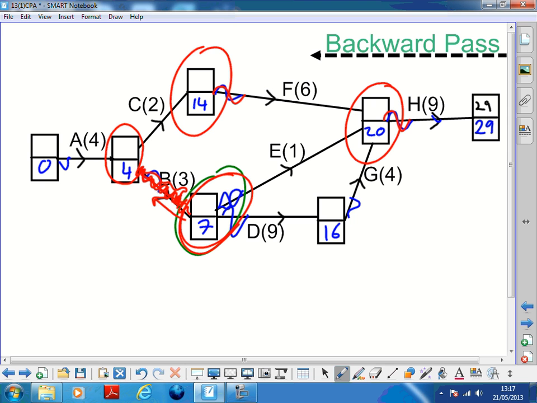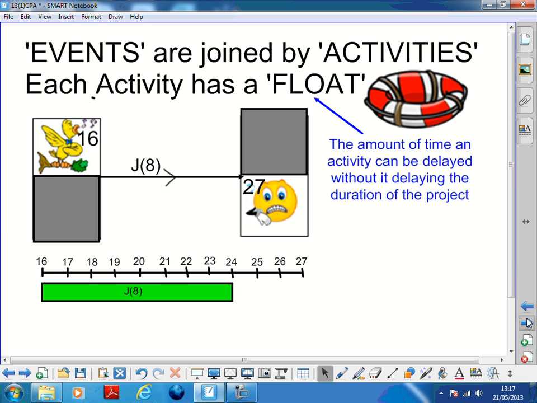So I'm looking at the event itself and how many things are going out of it, rather than thinking, I've just done this one and I need to think in that direction back up through the network. So you're more bouncing around the events, considering them in isolation almost, how many things go out or how many things go in on a forward pass. So once we've filled it all in, got all these numbers, then we can think about the float of an activity.